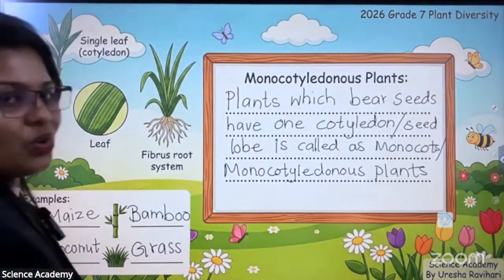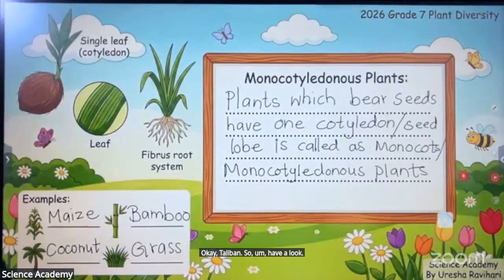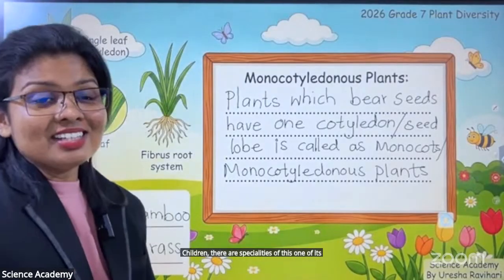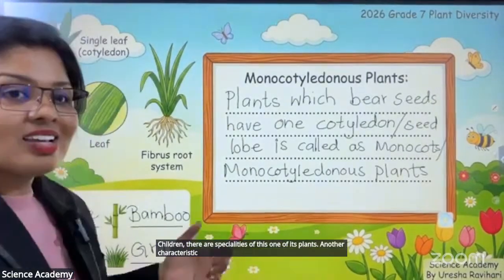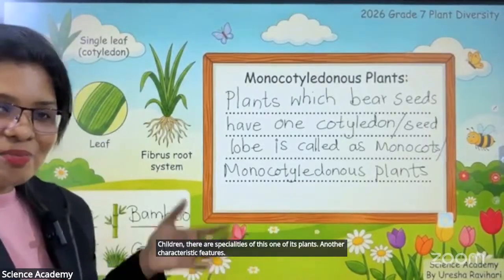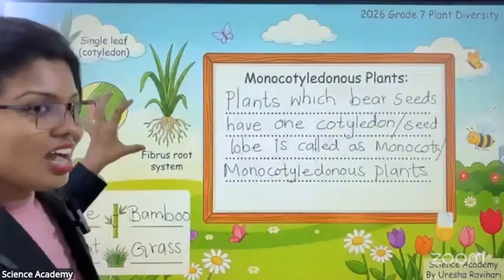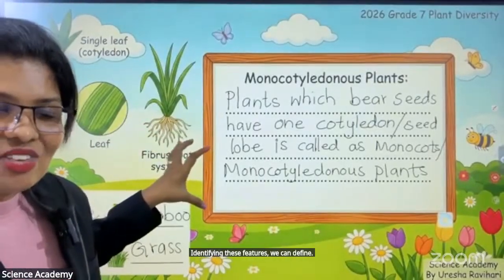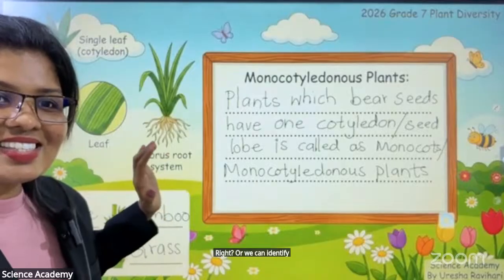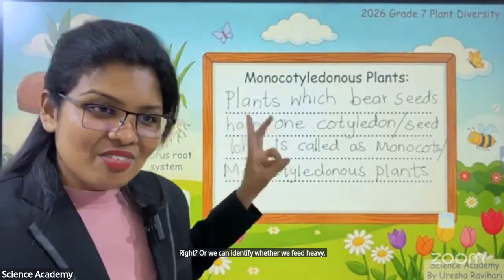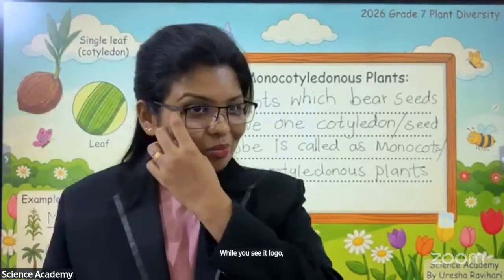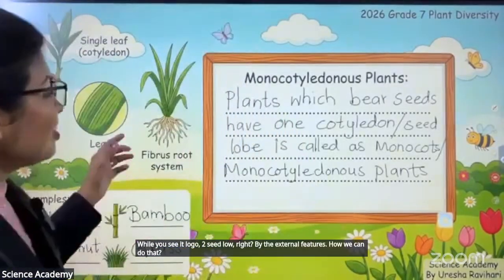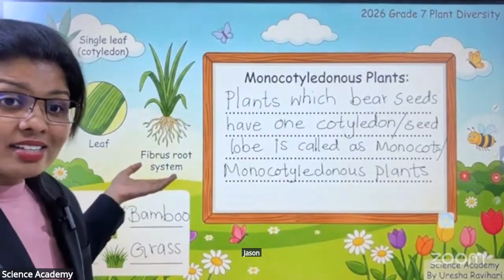Okay, children. So, have a look. Children, there are specialties of these monocot plants. Another characteristic feature: by identifying these features, we can identify whether these seeds have one seed lobe or two seed lobes. By the external features, how can we do that?